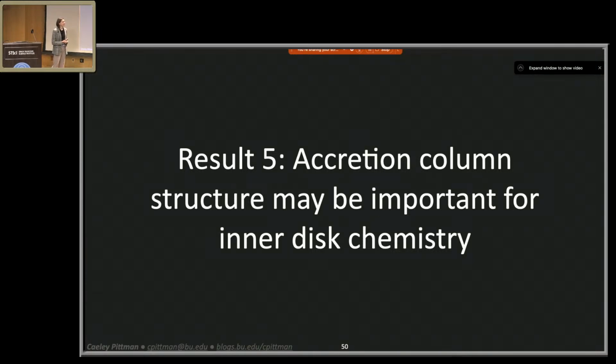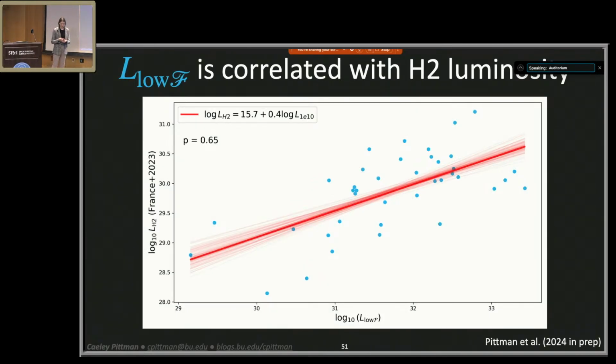Fifth result is that accretion column structure might be important for inner disk chemistry. This is something that I'm still looking into. But I looked at the luminosities of the separate accretion columns. So they have peak brightnesses at different wavelengths, so the NUV, optical, or NIR. So here's for the low energy flux density column.